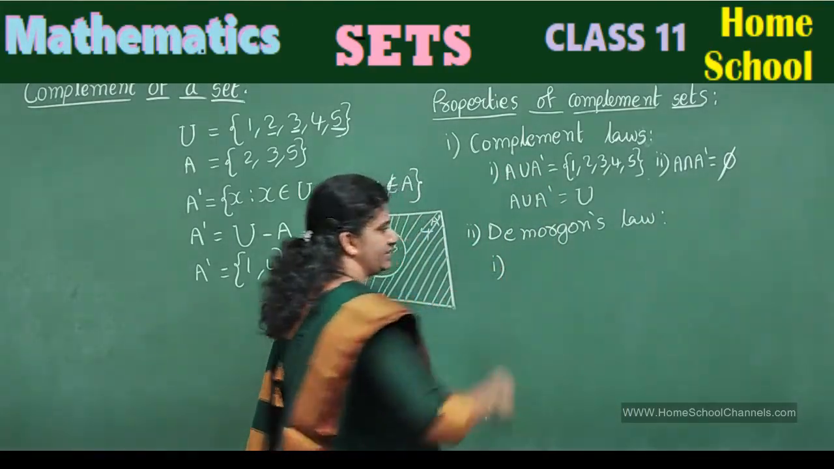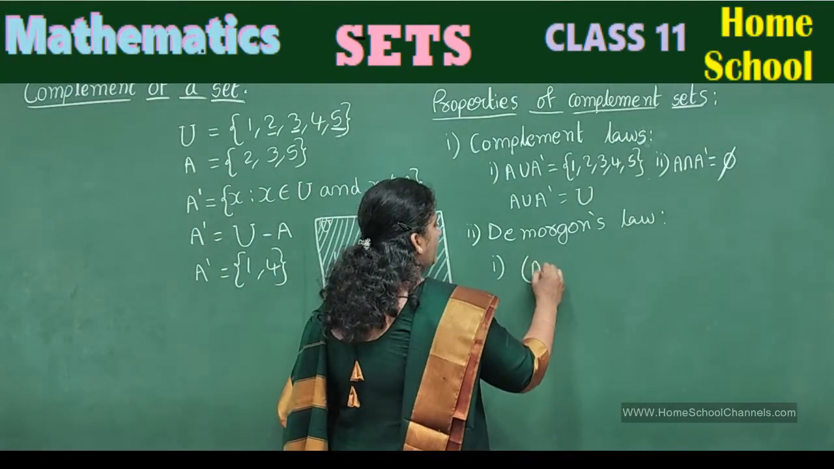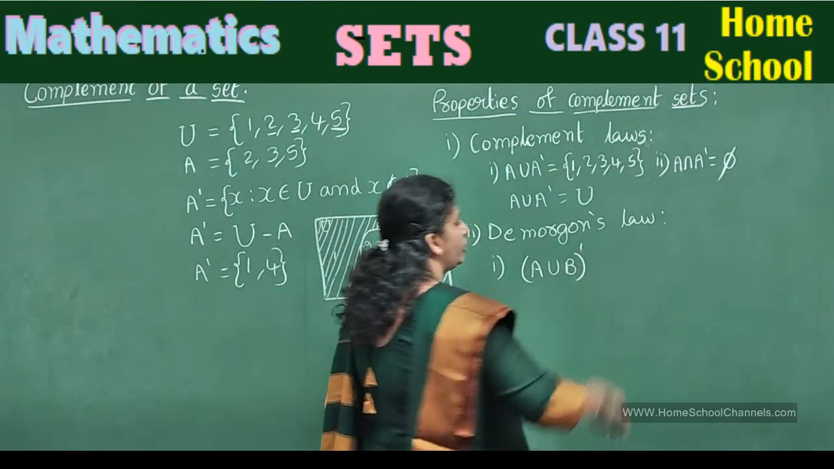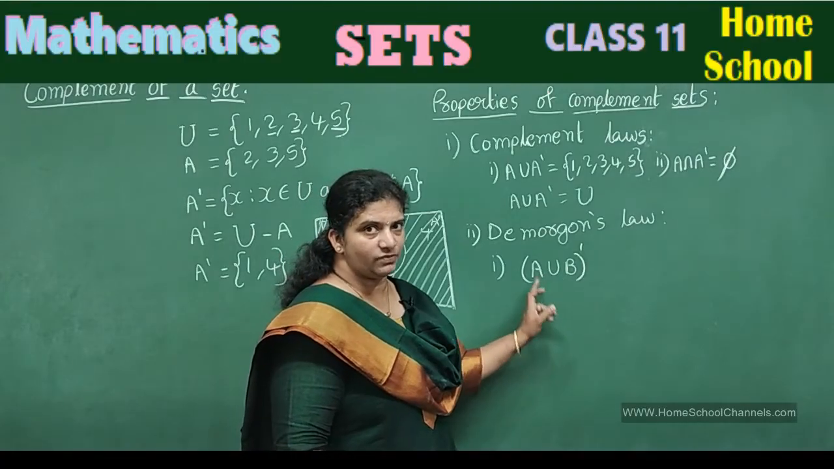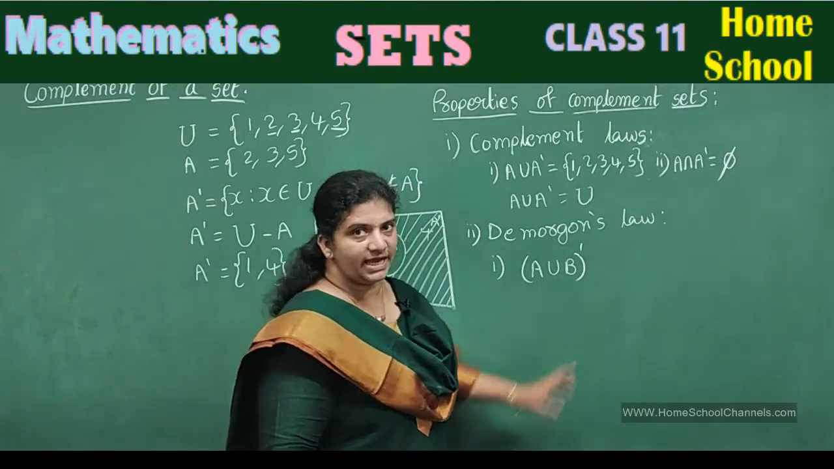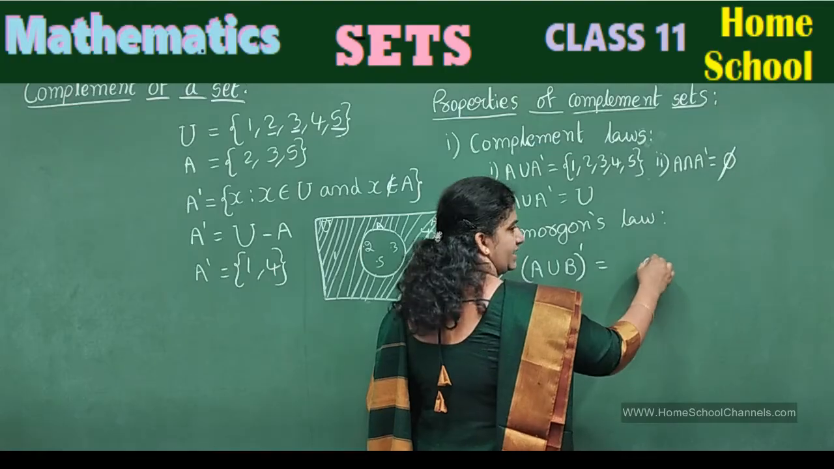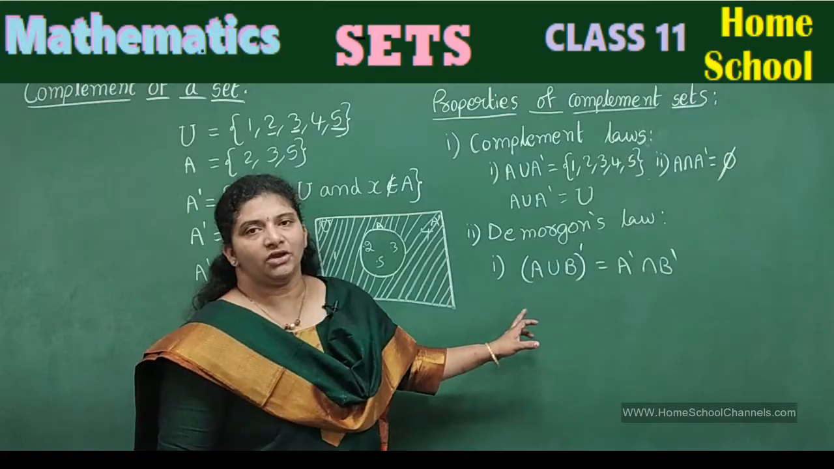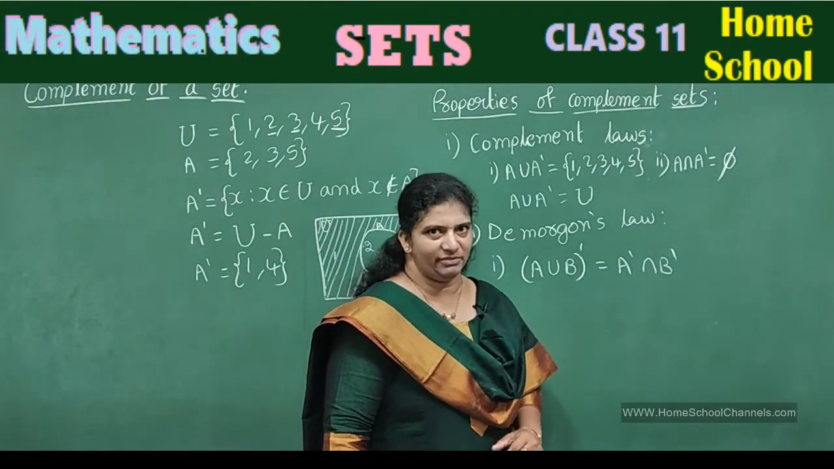Again, in this first one, De Morgan's laws: complement of union of two sets. What are the two sets? A and B. Complement of union of two sets is equal to intersection of their complements. A union B whole complement is equal to A complement intersection B complement.